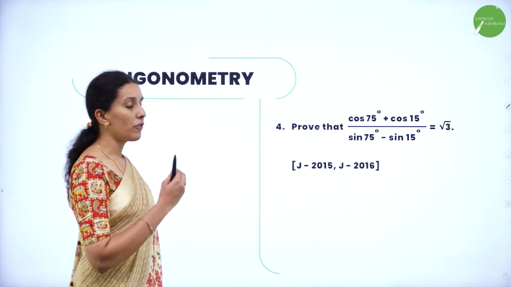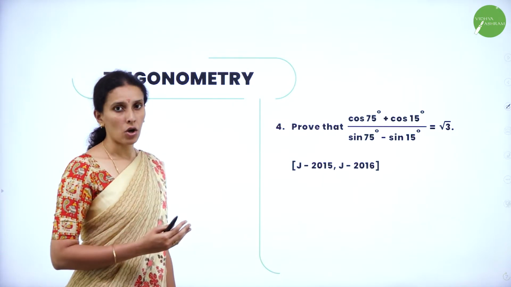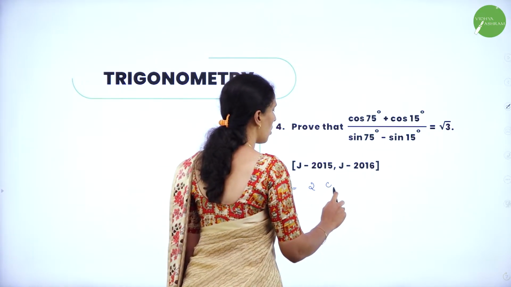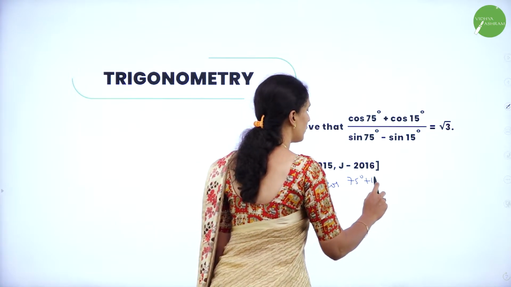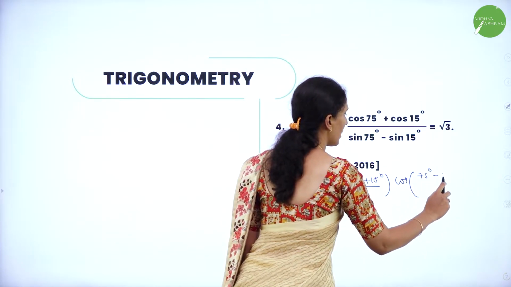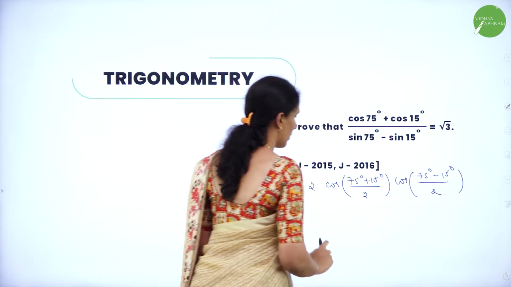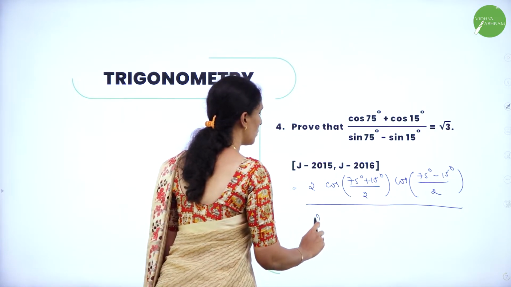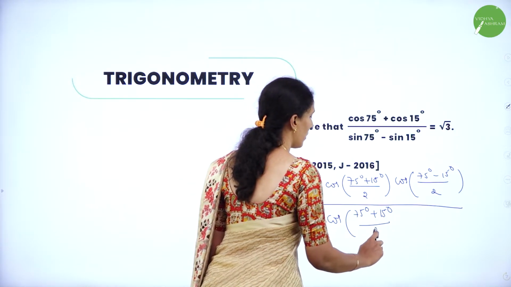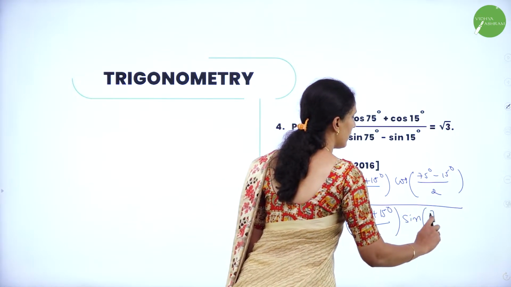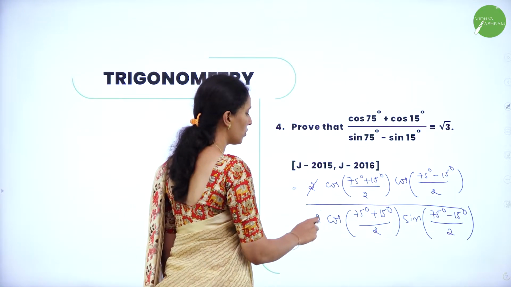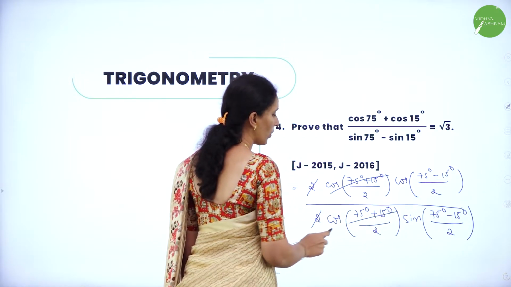Now again this is in the form of cos C plus cos D over cos C minus cos D. So here cos 75 plus cos 15 can be written as 2 cos (75+15)/2 cos (75-15)/2. And the denominator here is 2 cos (75+15)/2 sin (75-15)/2. Now here the 2 gets cancelled, and this along with the denominator gets cancelled.